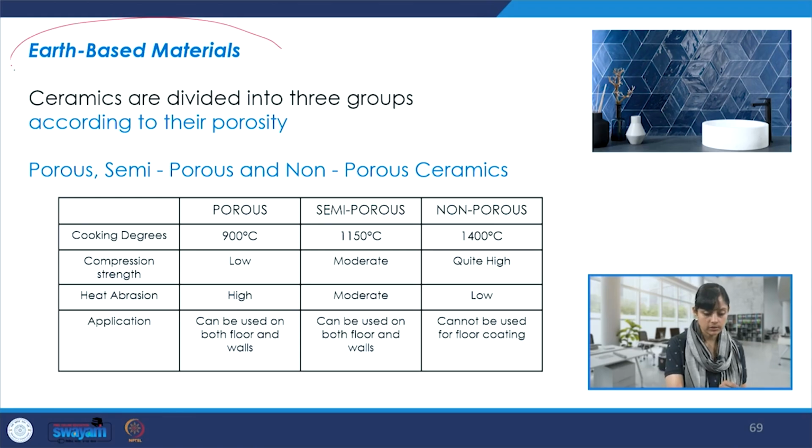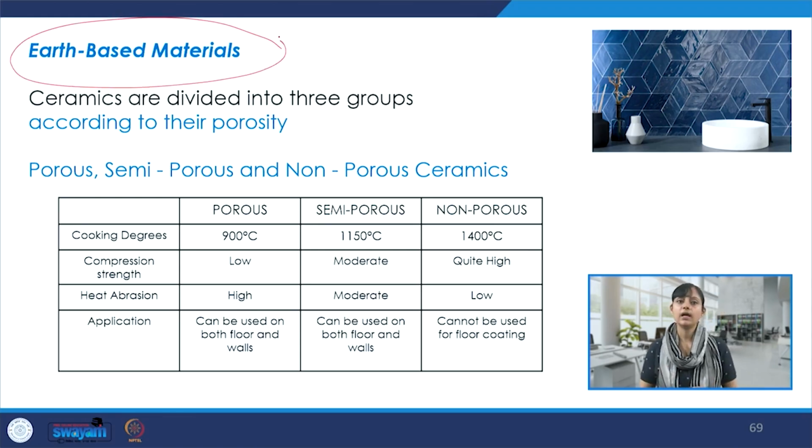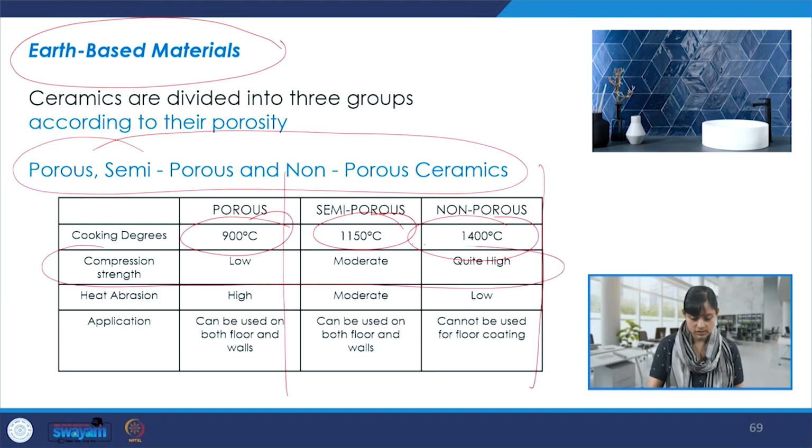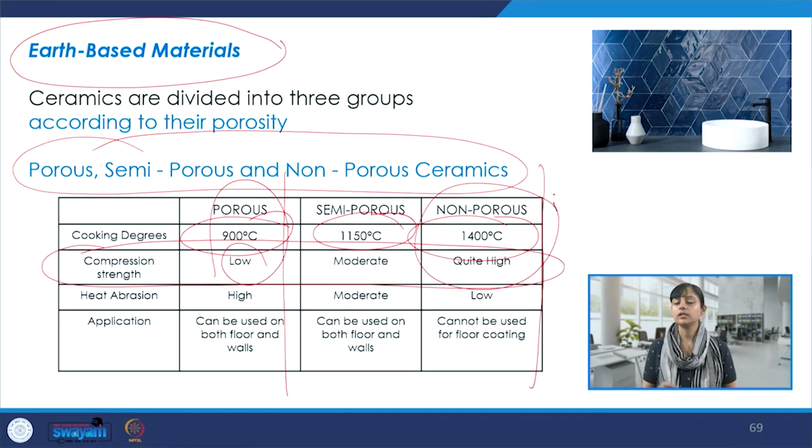There are also earth based materials, and within that they could be porous, semi porous, and non porous, and it depends on the degrees or the temperature to which they are subjected. So their compression strength actually varies from low in the case of porous to quite high in the case of non-porous. So again, depending on which area they are used for, and where they have to be applied, one can pick and choose.